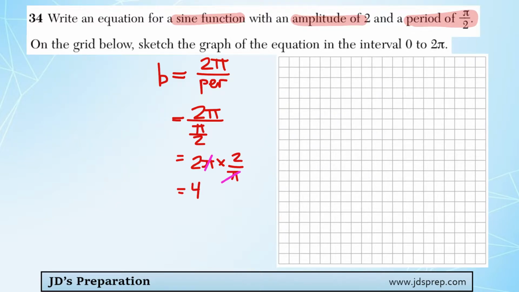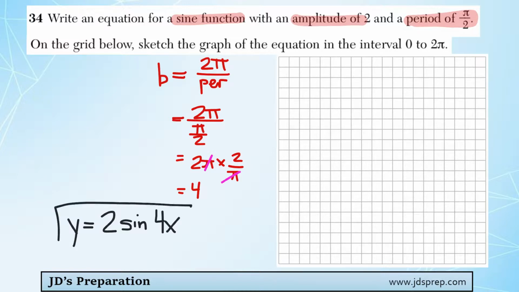Okay, so now we can write out our equation. It's going to be y is equal to 2 sine of 4x. And that would be it, because we don't have a horizontal shift or a vertical shift.